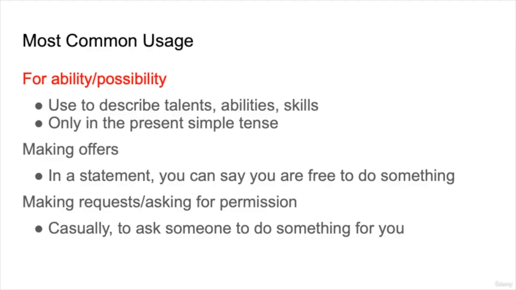The second use is for making offers, and we often form this in a statement saying we are free to do something. The third use involves making requests and asking for permission. But please note this is quite casual when we use can in a request. But it basically is used to ask someone to do something for you, or asking to do something yourself.